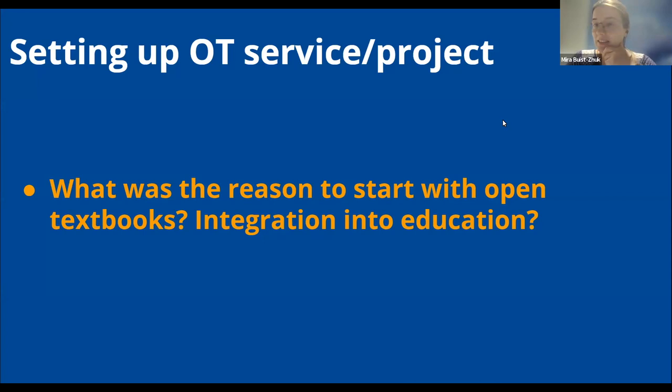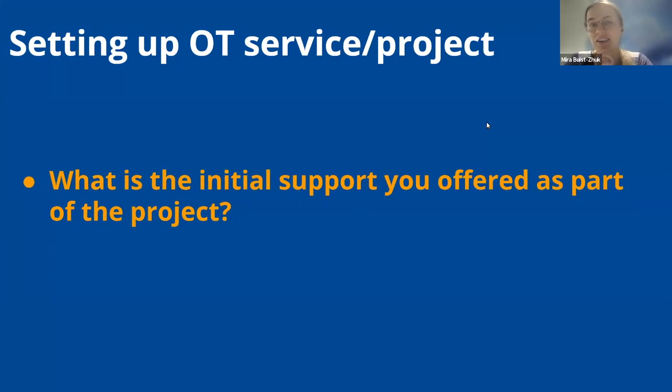Indeed. With this, I'd like to take us to the next question, which is still in this block of setting up the Open Textbook Service and Project. What was the initial support you offered, at the beginning of the project, as part of the project? And maybe this also helps us shed light on the role of the librarian, the role of the library in this process as well. So what was initially offered as support?